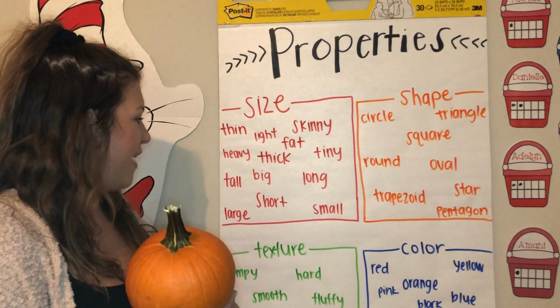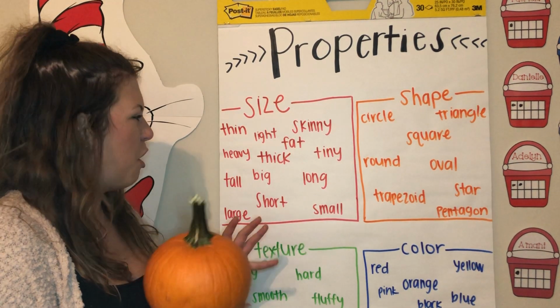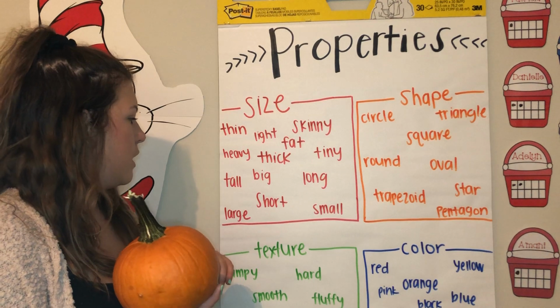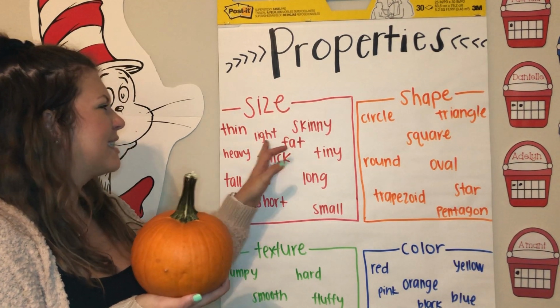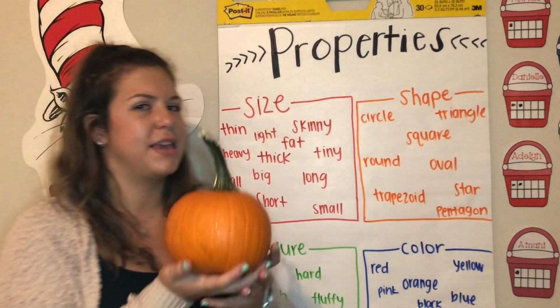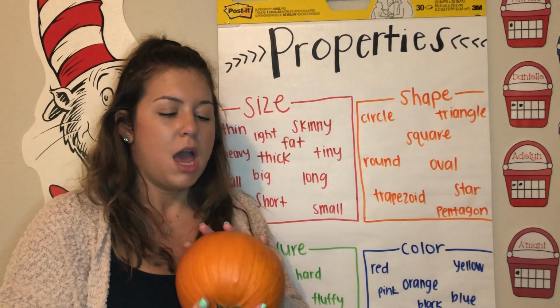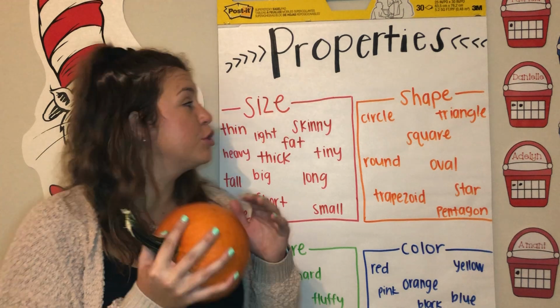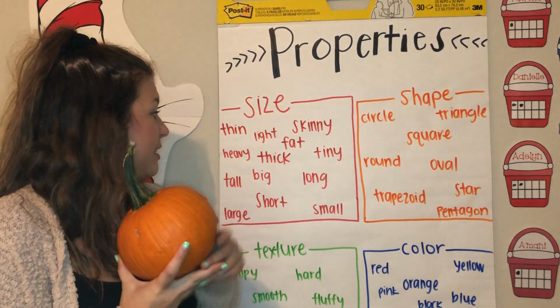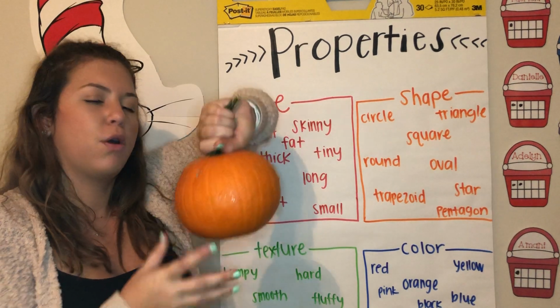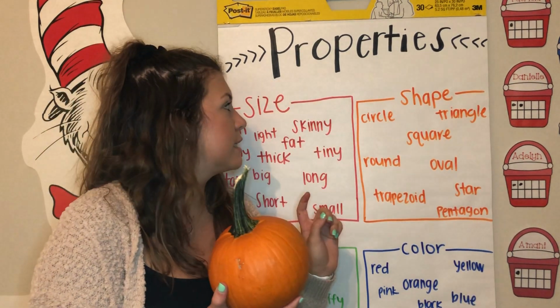fat. It's definitely fat. It's kind of small. It's not really too big. It's pretty short, definitely, and it's kind of light. It's not very heavy because it's not that big. It's not very heavy. So those are some ways that I was describing the size of my pumpkin. But the stem is definitely long, because I can hold on to it with my whole hand.